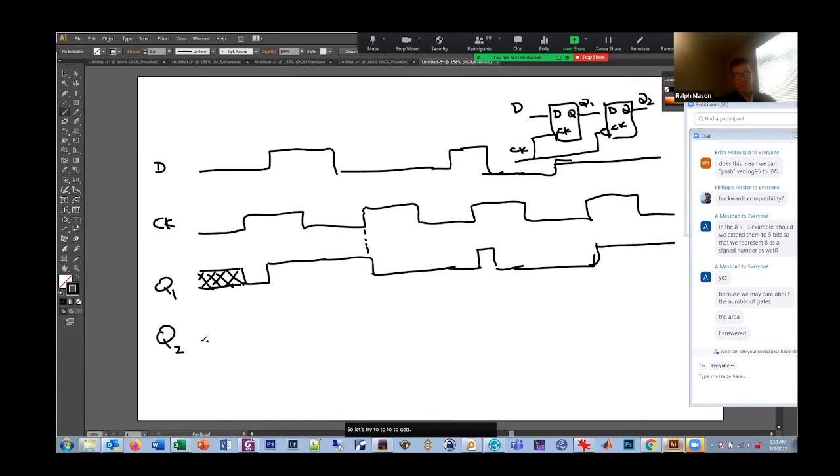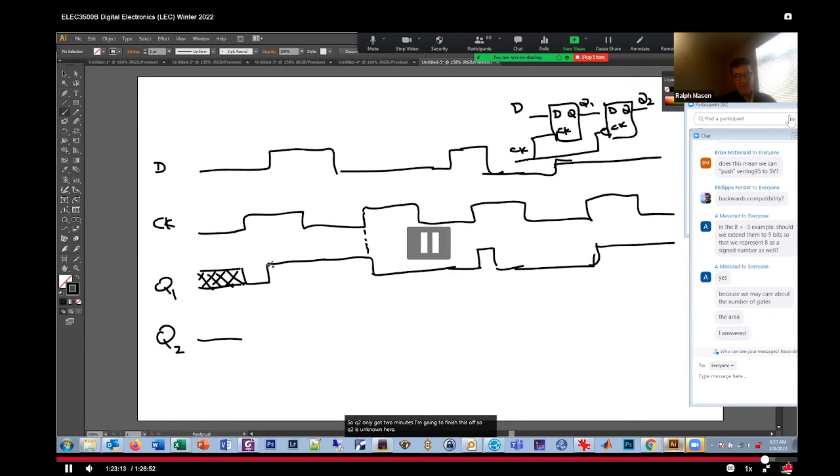So let's draw Q2. Q2 gets Q1 as its input. I'm gonna finish this off. So Q2 is unknown here. And then this doesn't go low until a little bit after that clock edge, when this goes transparent. So for Q2, it's the opposite. It's transparent, but the X is coming through. And then when clock goes high, it's in hold mode, but it was always at X. So it stays X all the way over to here. Right? And then it goes transparent again, and it sees this, and it goes to a 1.